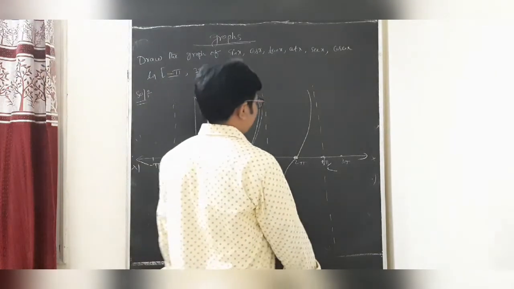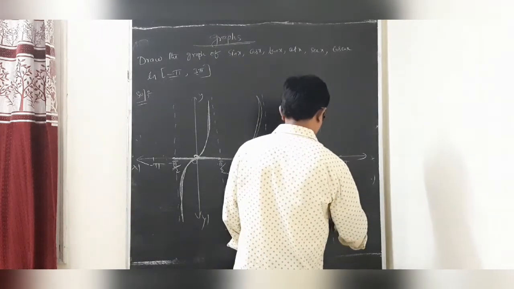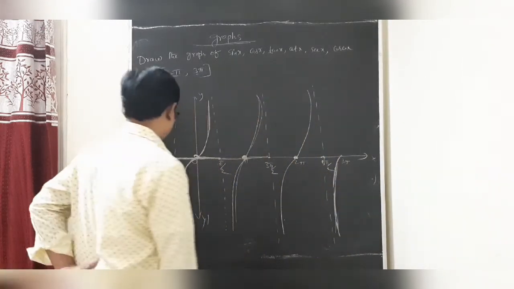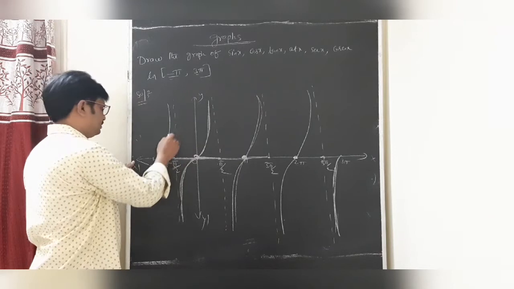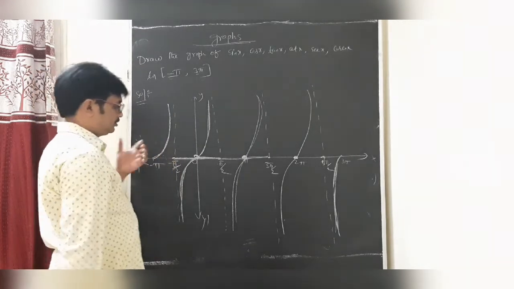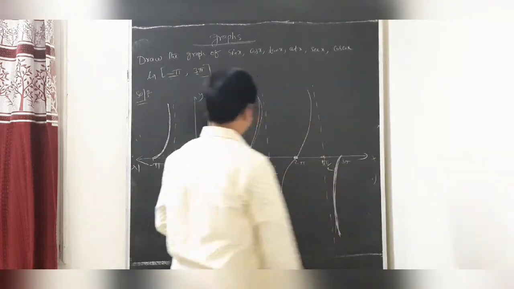So students, how to observe this? This is the graph of tan x between minus pi to 3 pi. Is it clear, students?